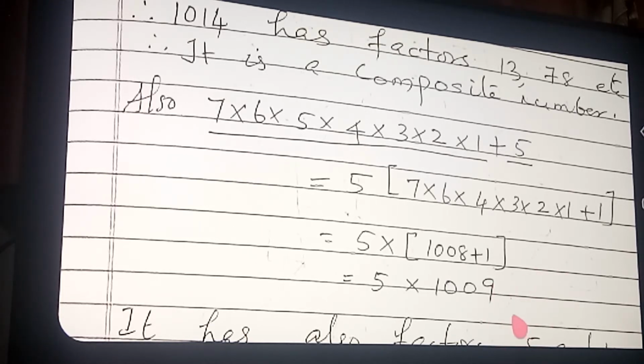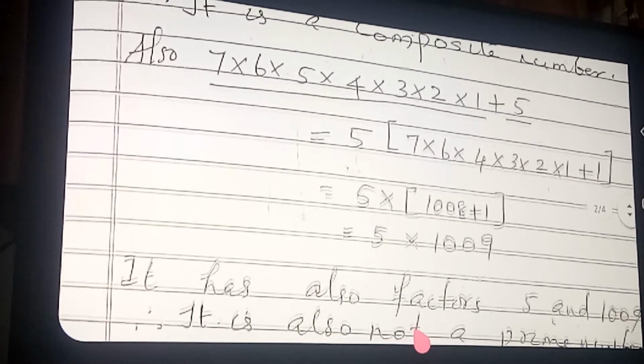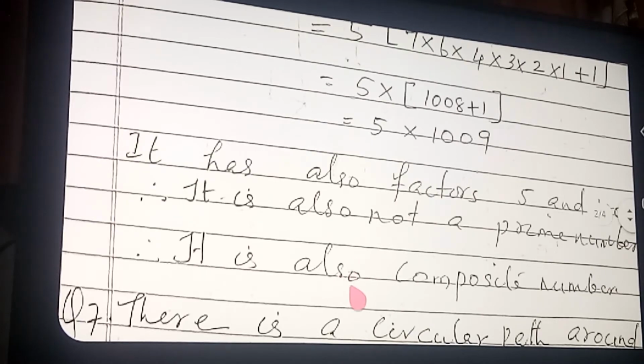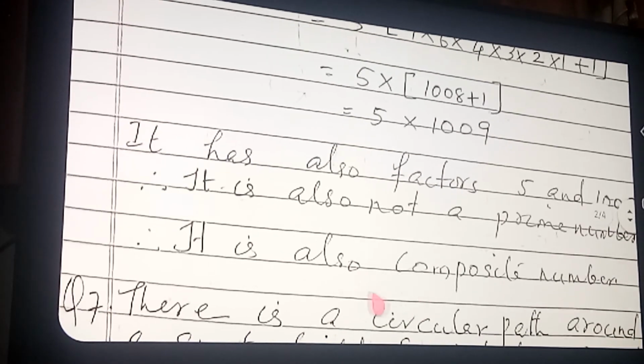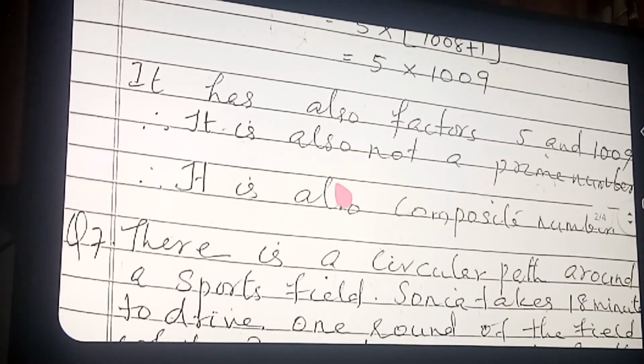So that number is also a composite number because it has factors 5 and 1009 coming out. It has other factors, so it is not a prime number. So what type of number is it? It is a composite number. Okay. Clear now? Very simple type of sums only.